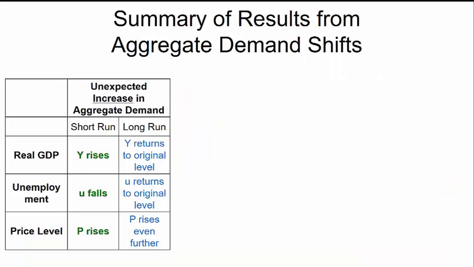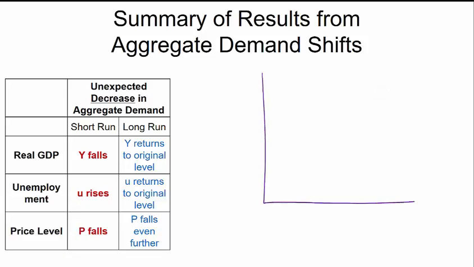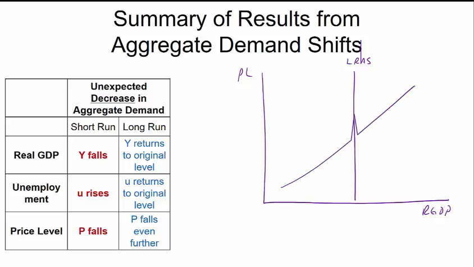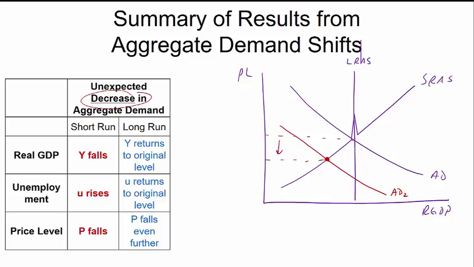Okay? So here's kind of a summary of what we just demonstrated. If there is an unexpected increase in aggregate demand, we start with an economy in long-run equilibrium. Remember, I told you to do that. So here's our short-run aggregate supply curve. Here's our aggregate demand curve. We're going to say that unexpected decrease in aggregate demand. So aggregate demand falls. New equilibrium here. You can see at the new equilibrium that there is a lower price level and there is less output.